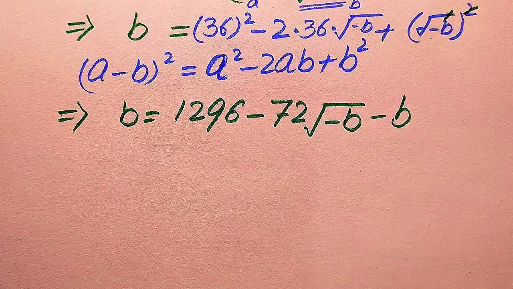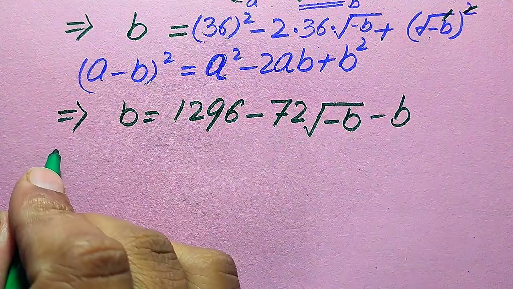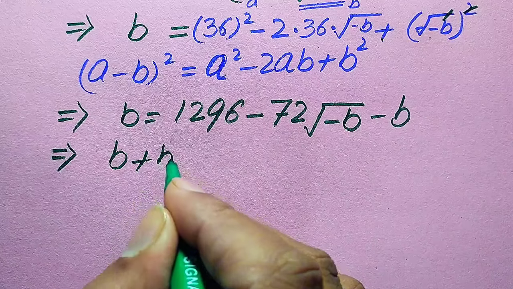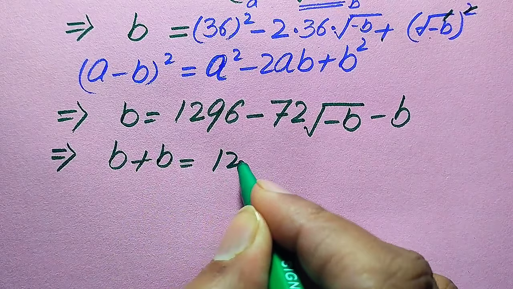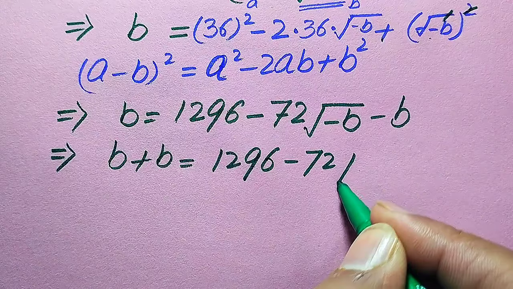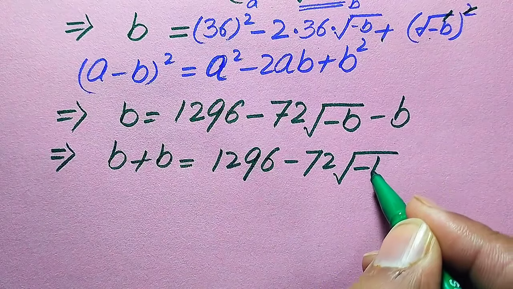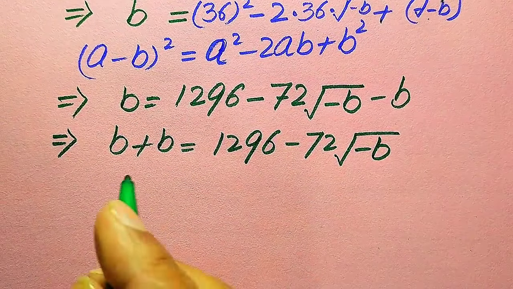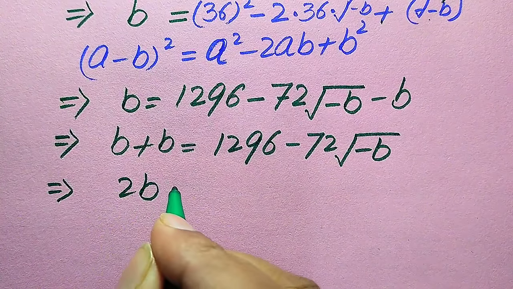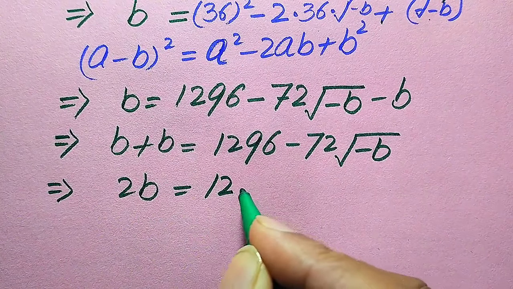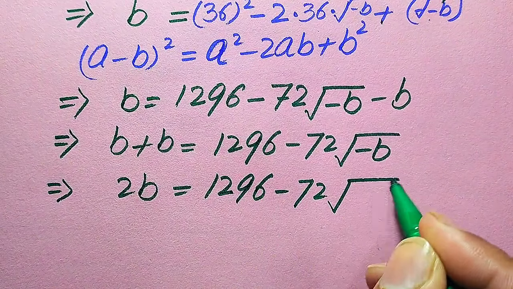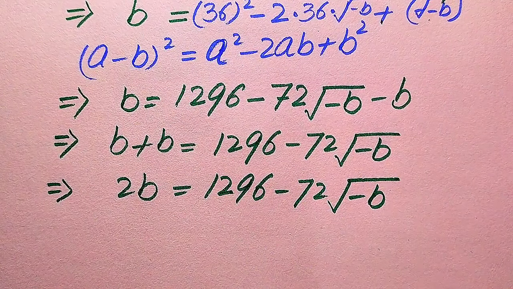And further in the next step, we move this minus b from right hand side to the left hand side, so it will become here b plus b is equal to 1296 minus 72 times of square root of minus b. And here we obtain, this is b plus b becomes 2b is equal to 1296 minus 72 times of square root of minus b.